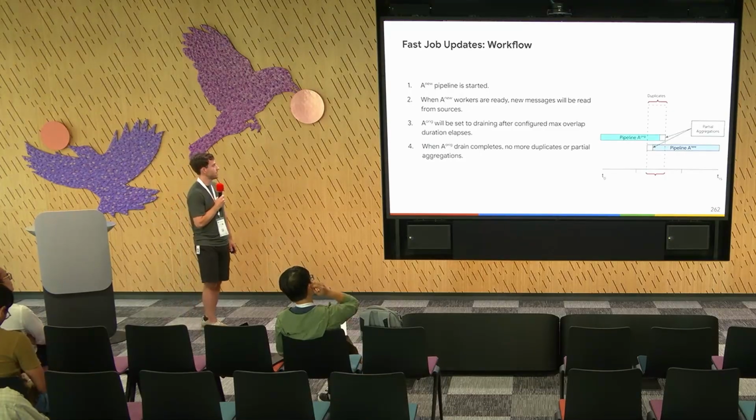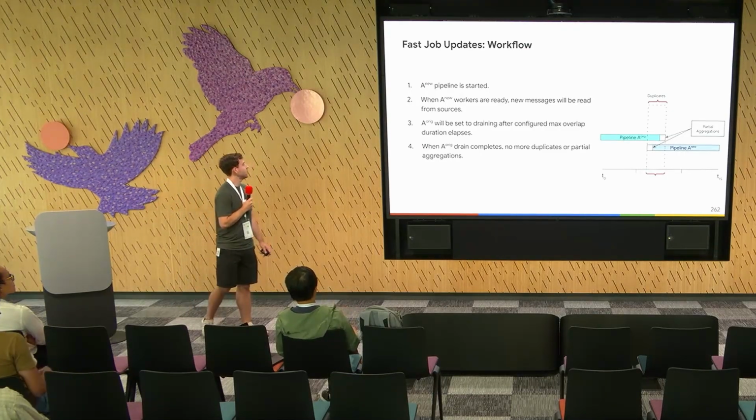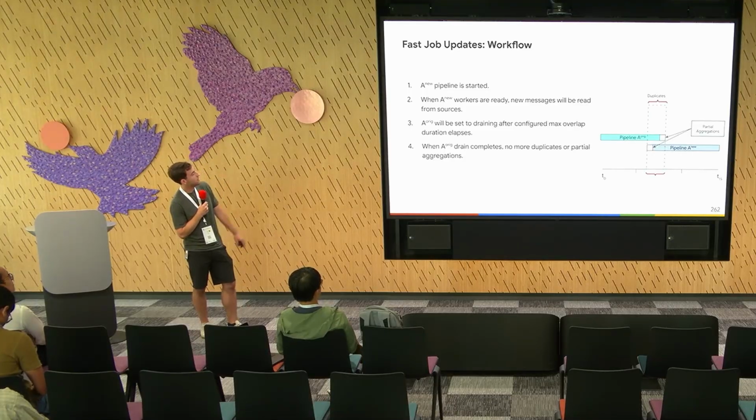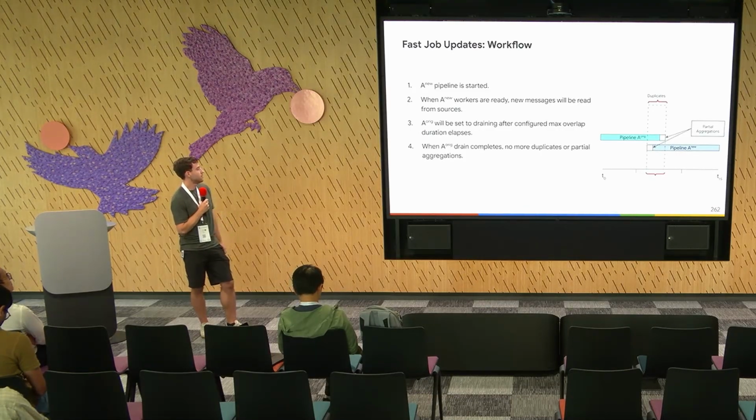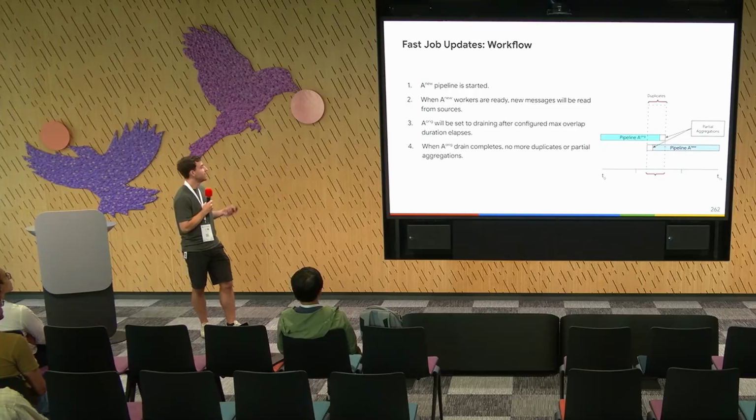Just to help visualize this, a job is running in the light blue, and it started and running. You may have some pipeline updates, so you want to start a new job, and start those workers in parallel to the old running job. Once the workers are up, the original job can start draining, and the new job can start processing.